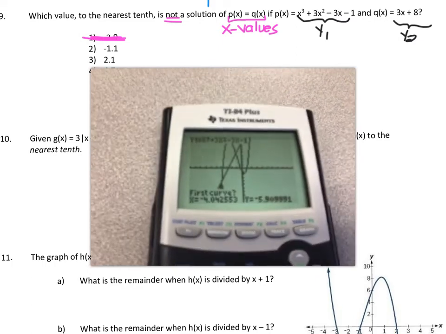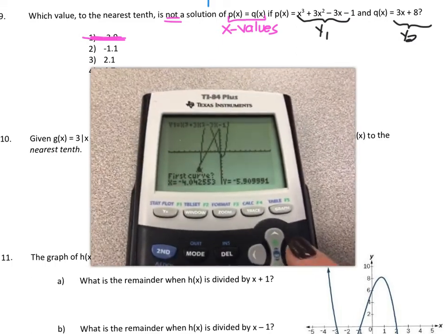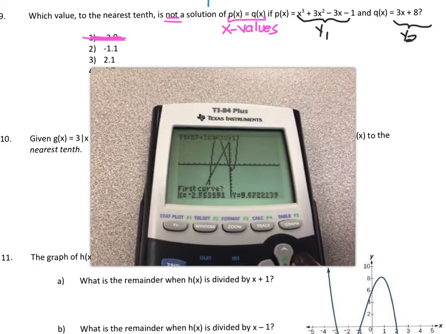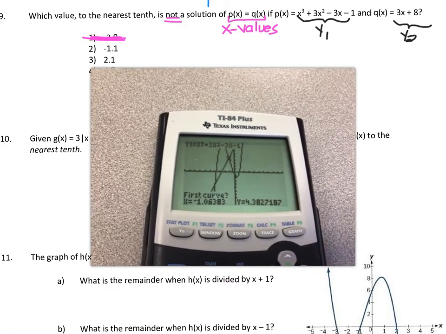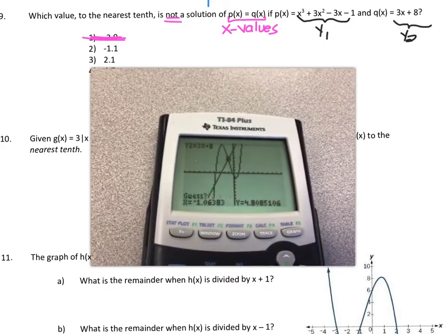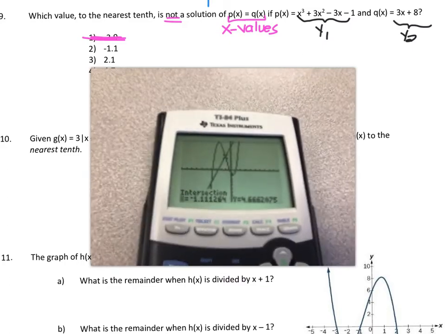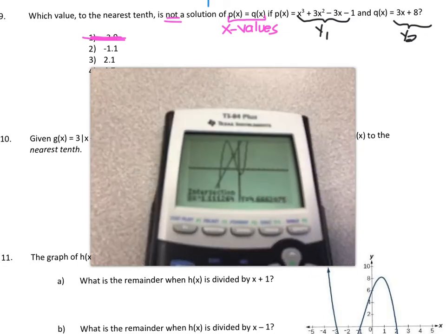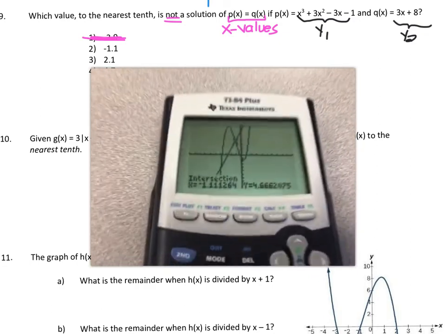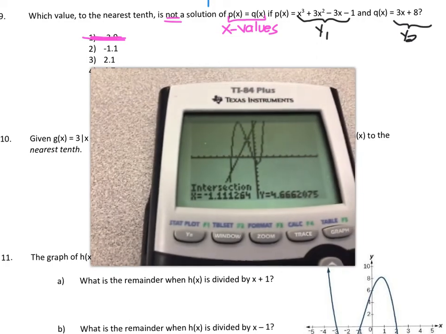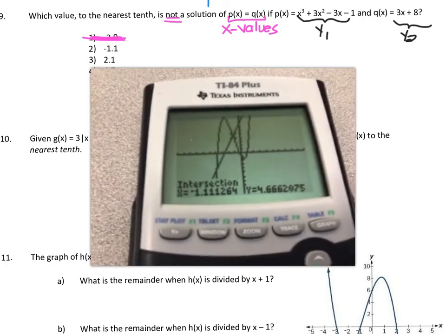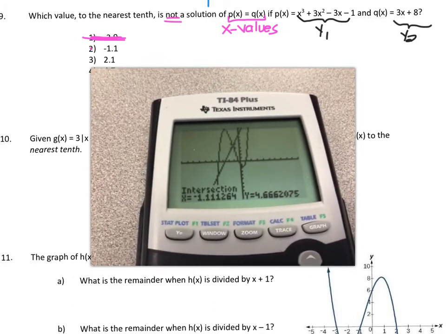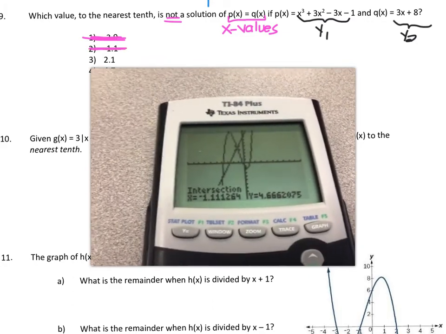Now this time we're going to move our cursor. I'm going to use my right arrow key to move my cursor over to the next point of intersection, which is right about here. Then I'm going to hit enter 3 times. So enter, enter, enter. Sorry, it's shaky to hold this iPad while I'm trying to do this. This point of intersection is at negative 1.1, which is choice 2. So that's not the answer because we want to know which is not the solution.